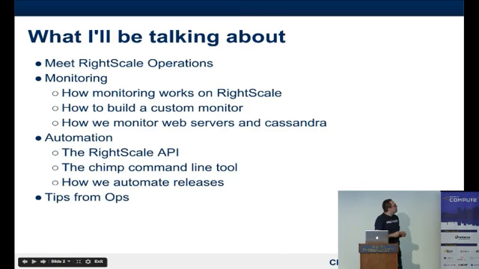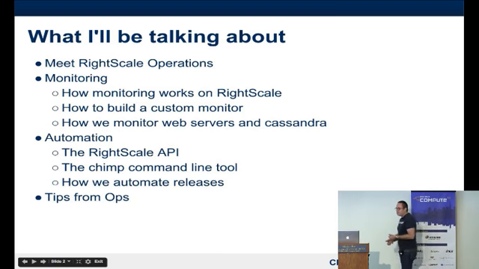And in this talk, we're going to be talking about two things: monitoring and automation. We're going to try and divide it about 50-50. We're going to talk about how monitoring works at RightScale, how to build your own custom monitoring and hook it into RightScale, how RightScale Operations uses the RightScale monitoring system to monitor web applications and Cassandra using these custom plugins, and also how RightScale Operations actually automates live releases in the cloud using the RightScale API, and a command line tool we use to do that, which we're actually open sourcing today, which is pretty cool.